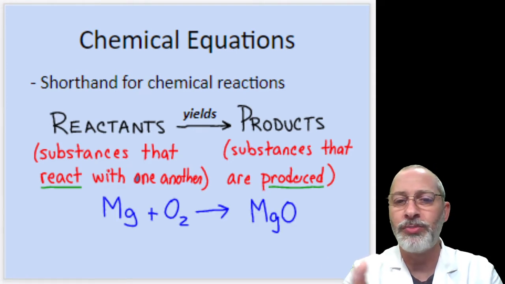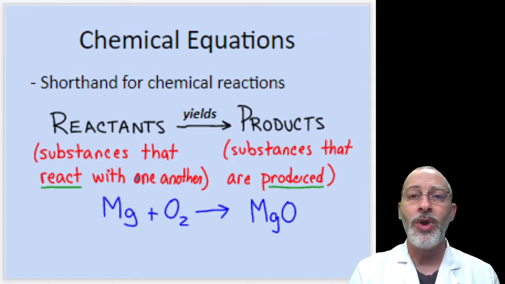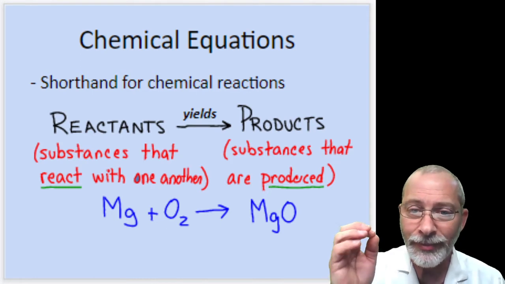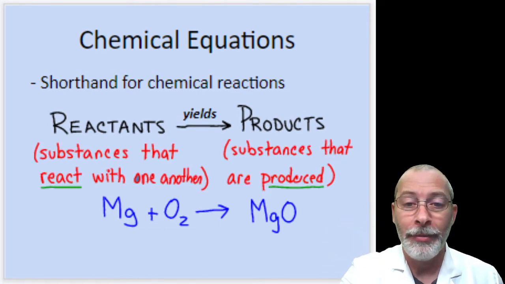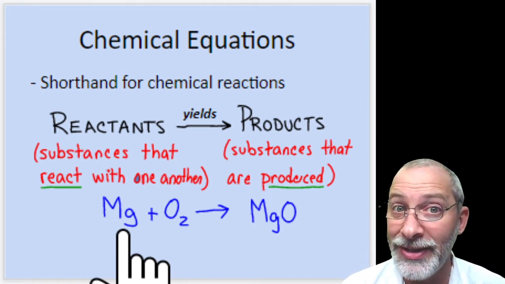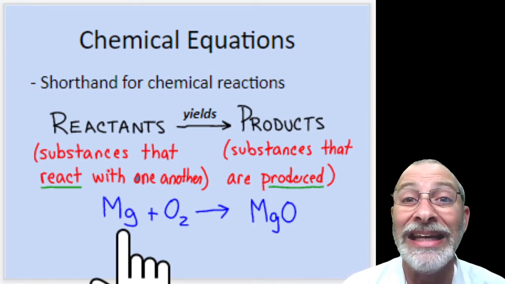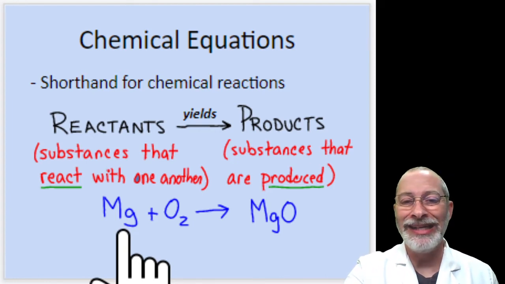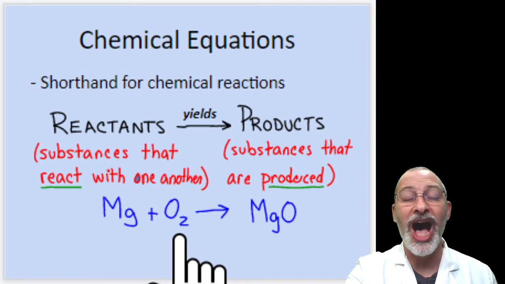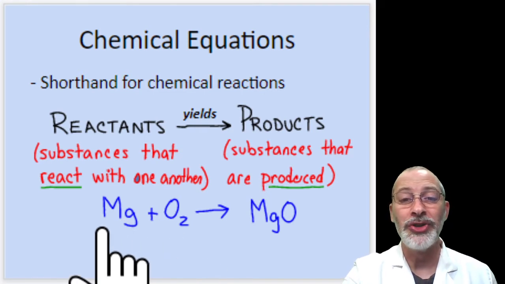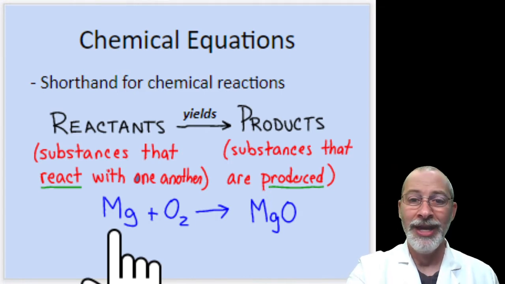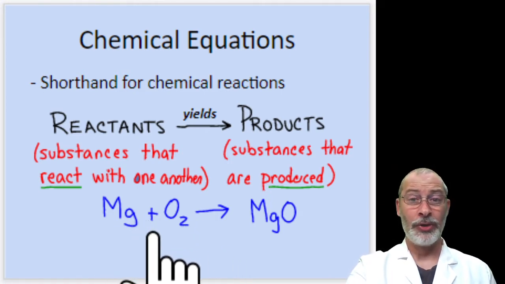Let me give you a more specific example. This is one I think you enjoyed in the lab a couple weeks ago, when we took a little piece of this element. Anybody remember what element that is? Magnesium. We took some magnesium and forced it to react with the oxygen in the air by inserting the strip of magnesium metal into a hot Bunsen burner. And the result was a chemical reaction.